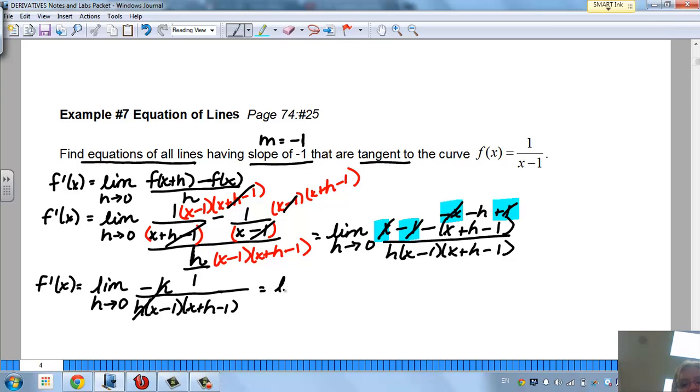So I have the limit as h approaches 0 of negative 1 all over x minus 1, x plus h minus 1. Now we're going to plug our 0 in, so I don't have to write the limit anymore.